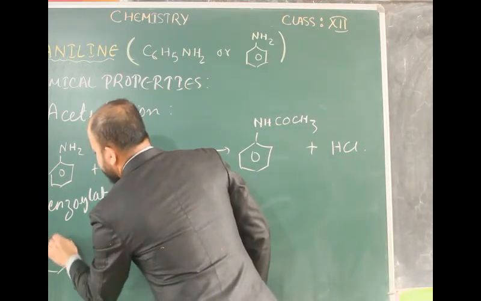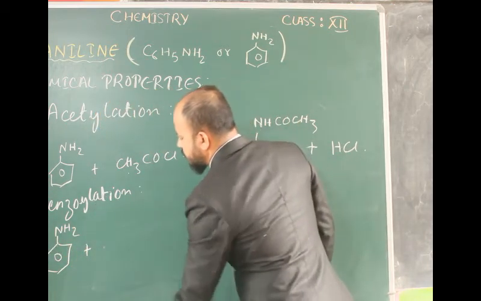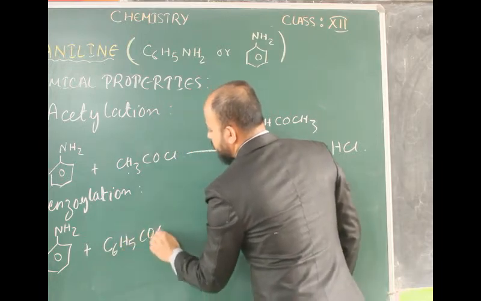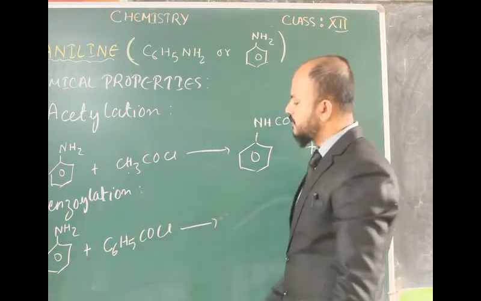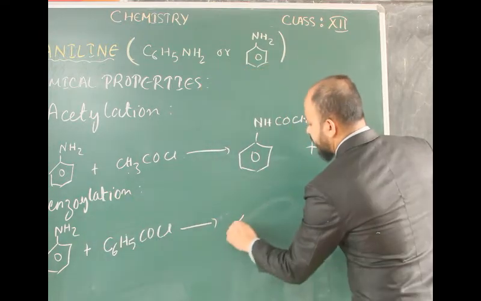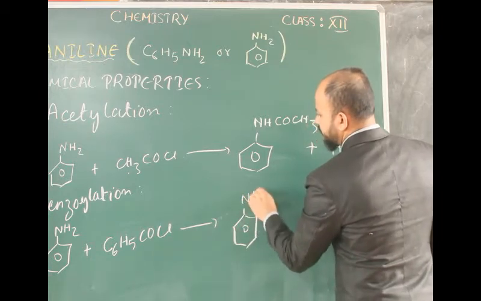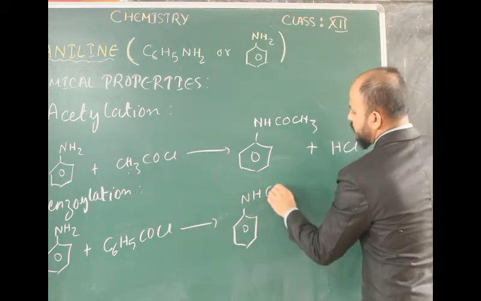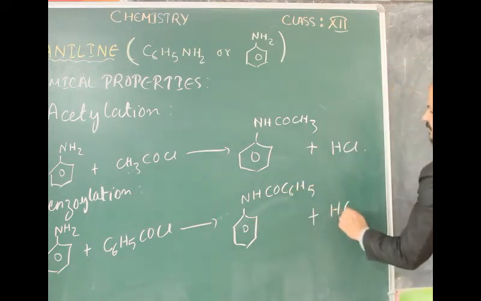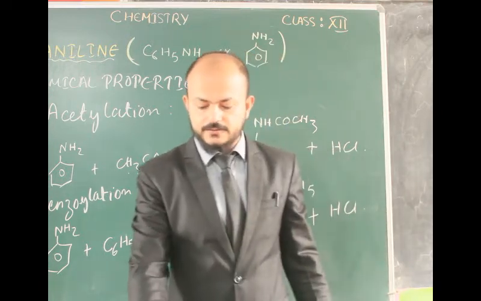So we have aniline, NH2. Now, instead of CH3, you will be having a benzene ring, that is C6H5COCl. The reaction takes place in a similar manner. This CO will be bonded with nitrogen, and you will be getting this compound. You have NH, now COC6H5, and your byproduct will be HCl. So you have to remember this reaction.